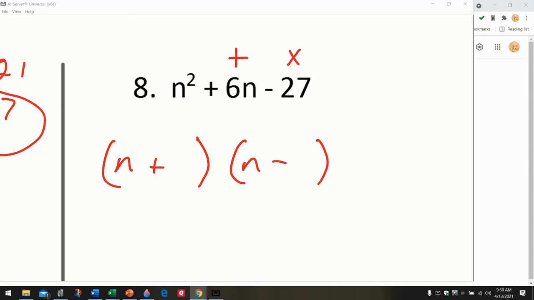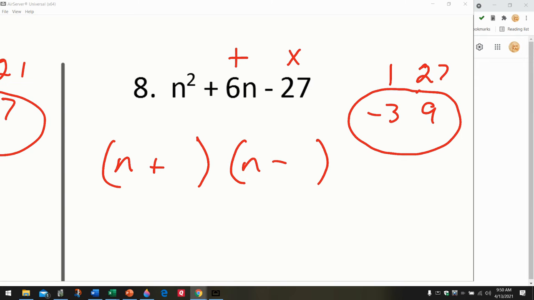Now, in order to do that, we will write out our factors of 27, 1 and 27, and then 3 and 9. And that's it. Those are all the factors of 27. So which of those two pairs, when we multiply them together, will give us -27, but will also add to give us +6? So if you look at these right here, if I make the 3 a -3, you can see that it will add to be +6, and they will also multiply to be -27. So we'll have a +9 right there, and then a -3 right there. And there's our final answer in factored form.